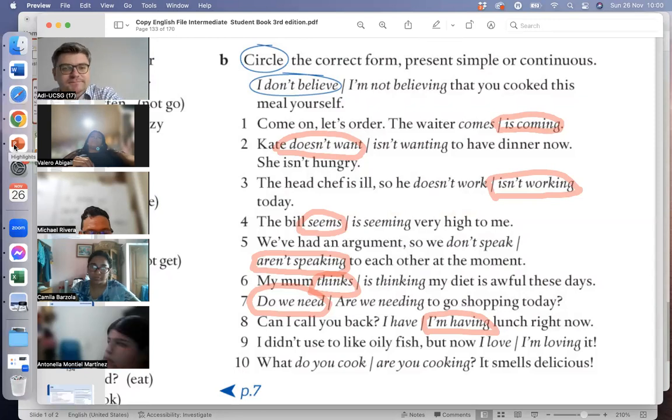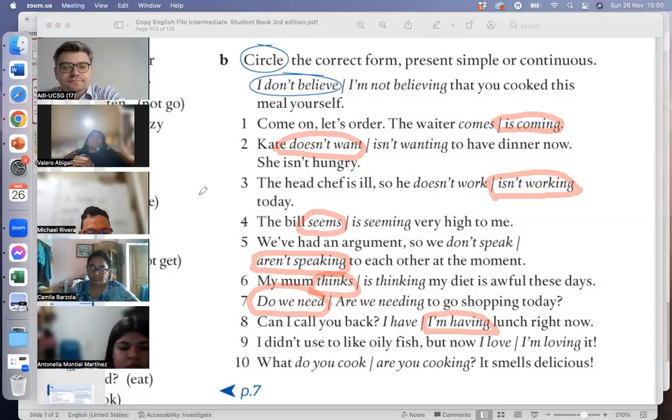Read the sentence again and your answer. Okay. I didn't used to like oily fish, but now I love it. Very good. And again, why do we use love? Why do we use present simple? For that very same reason, that it describes the feeling. Even if we can see that at the moment of speaking, because it's a feeling, it describes our feeling towards something, we are going to be using simple and not continuous.